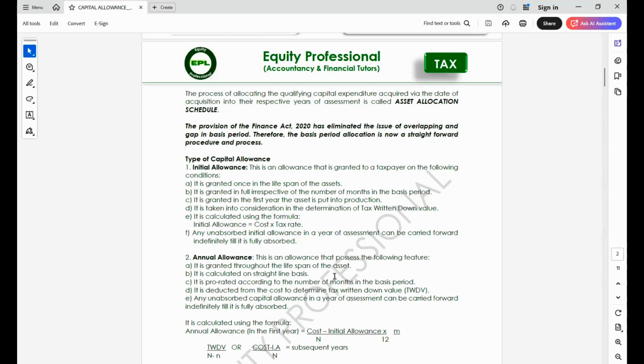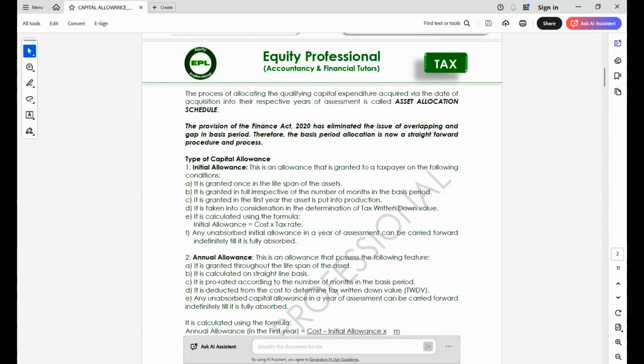Unless the examiner asks you to charge in full. There may be a scenario whereby the examiner states that the capital allowance should be charged in full. Where the examiner states that, the annual allowance will be charged in full. But where the examiner did not mention anything like that, it will be prorated based on the number of months in the basis period. Where the number of months is 3, you are going to charge 3 months. It is deducted from cost to determine tax written down value.